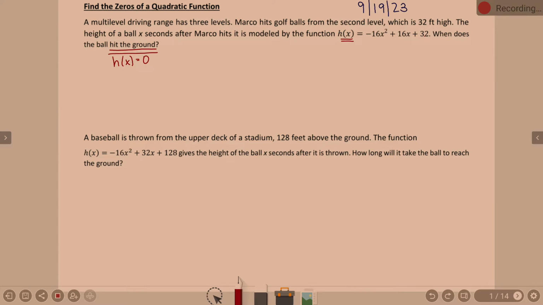Okay? Which, again, that's what we want. We want this equation equal to 0, but you don't get to randomly just set it equal to 0. If this says when is the ball 100 feet off the ground, then we have a different situation. Okay? So we are going to take our equation of h of x equals this function and set equal to 0. So we're going to have 0 equals -16x squared plus 16x plus 32.